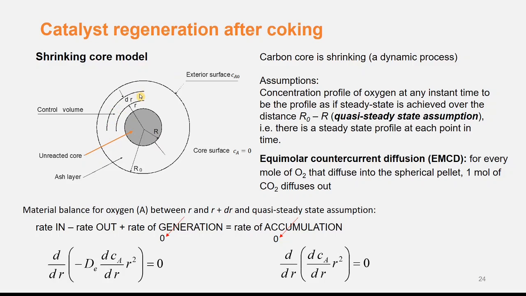So now we need to write our balance for oxygen, and we need to make some assumptions. Remembering that the core is shrinking over time, we cannot make a steady state assumption because the process is a dynamic one. However, to simplify the analysis, we will assume quasi-steady state. So we can assume that the oxygen diffusion process is at steady state. Note that at every time t, there is a different steady state oxygen concentration profile along the radius r.